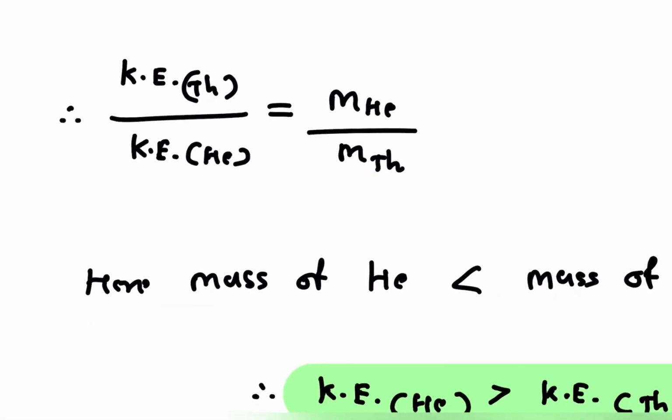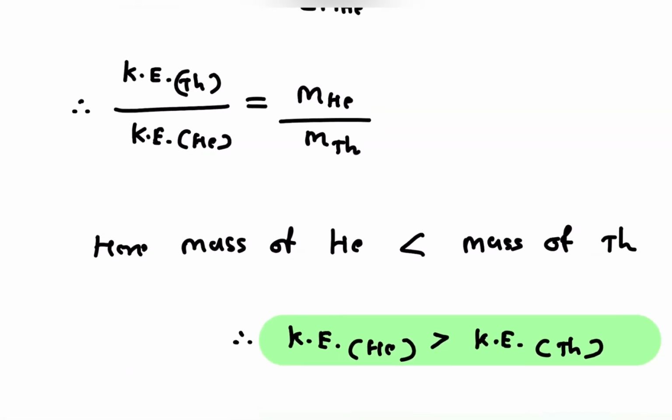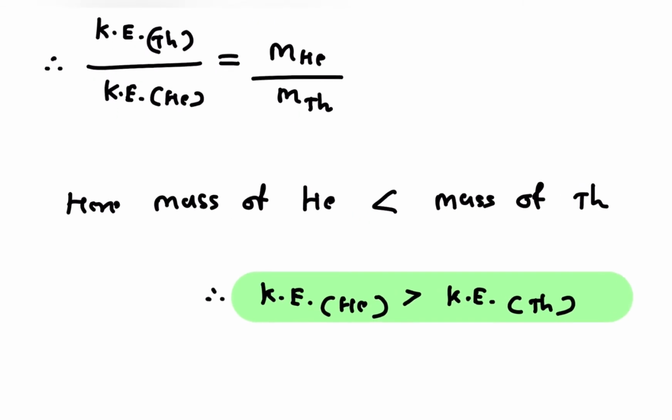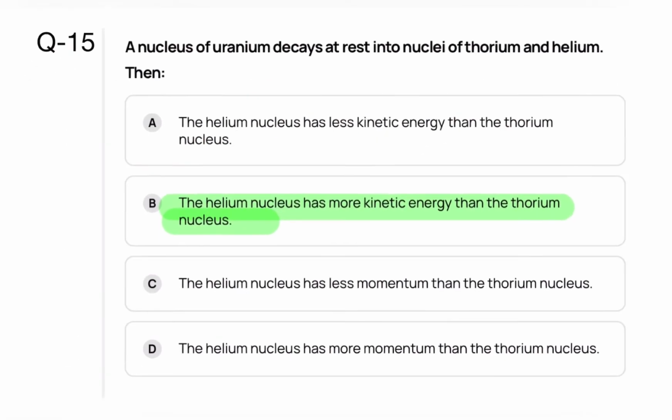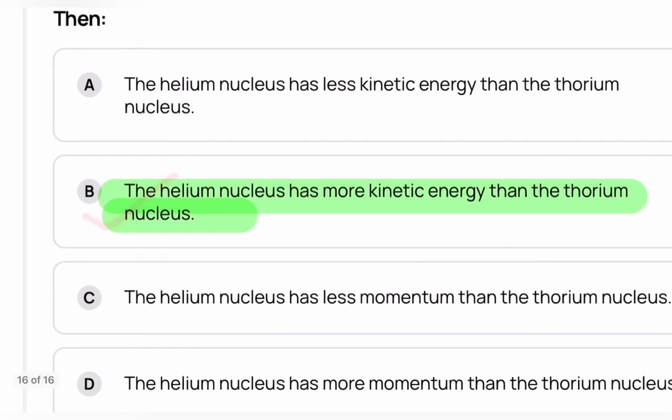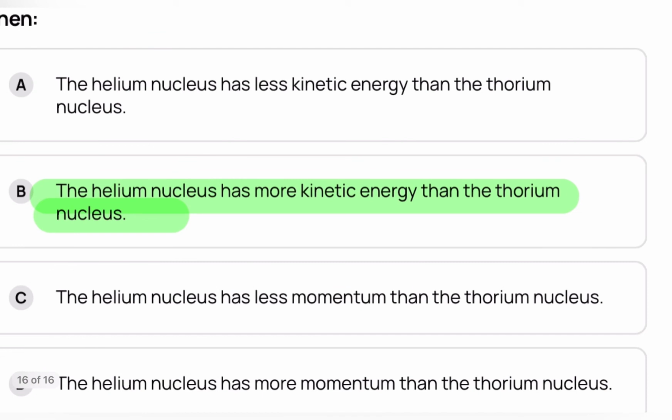So based on this relation, the mass of helium is less than the mass of thorium. That's why the kinetic energy of helium is greater than that of thorium, because the helium nucleus is lighter as compared to thorium. So option number B is correct: the helium nucleus has more kinetic energy than the thorium nucleus, because the helium nucleus is lighter in weight as compared to the thorium nucleus.